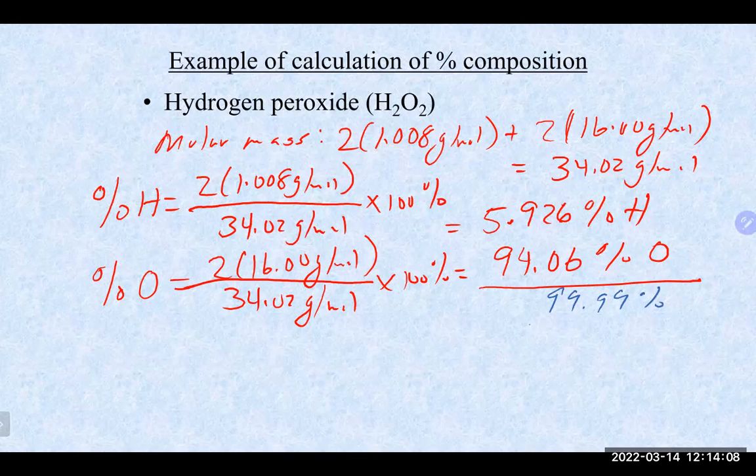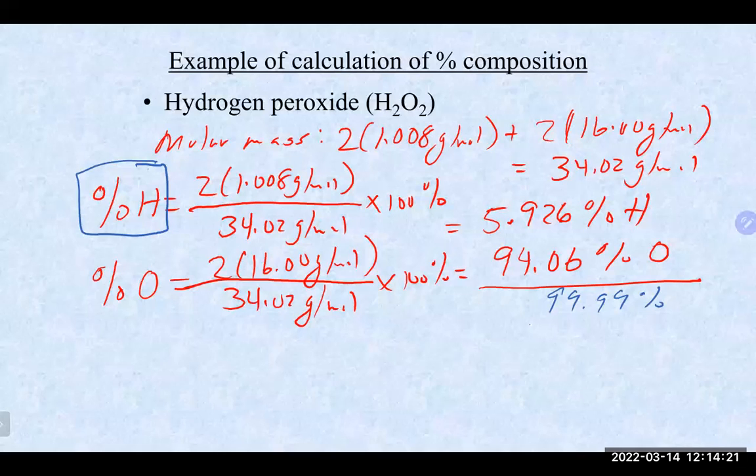That also means that technically speaking, after we calculated the percent of hydrogen, because these were the only 2 elements in the entire compound, we could have just subtracted from 100, right? 100 minus that would have given us the other number. So you could do that when you're down to your last element in a formula. Any questions on that calculation there?